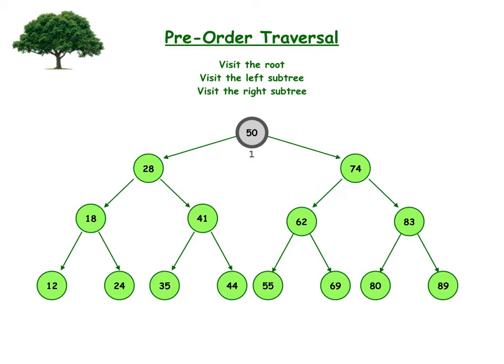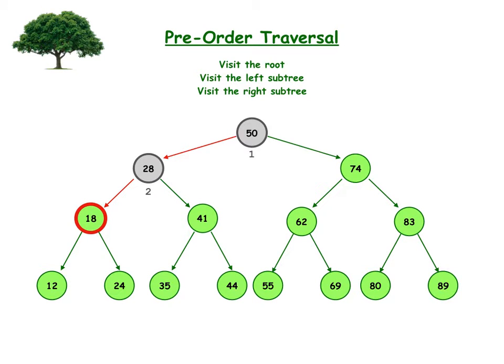Next, pre-order says to visit the left subtree. So we go on to 28. All right, now we're at 28. We repeat this process, the recursive process. First step, visit the root, which is 28 in this case. So 28 gets visited. Next, we visit the left subtree again.